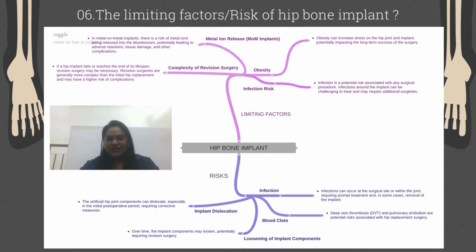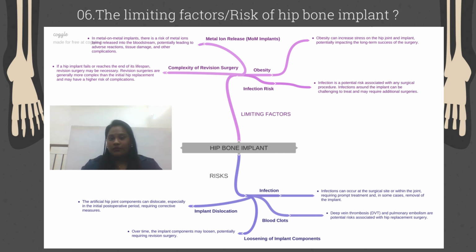Hello, I'm Harshini, and today I'll be talking about the limiting factors or risks of hip bone implants. So first, we will talk about limiting factors. Obesity poses a risk to hip replacement success by increasing stress on the joint and implant. Infection, a general surgical concern, can be particularly challenging post-hip replacement, often necessitating additional surgeries.